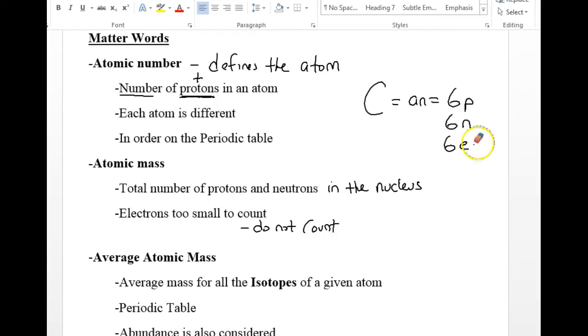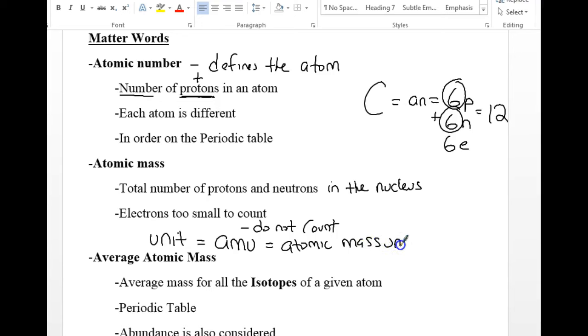Okay, let's erase that real quick. And so that being the case, if we want to know the atomic mass of something, we would count the number of protons and neutrons. So 6 plus 6 is 12. Okay, so the atomic mass of carbon is 12. And they have a unit for that. So the unit for atomic mass is AMU, and that means atomic mass unit.